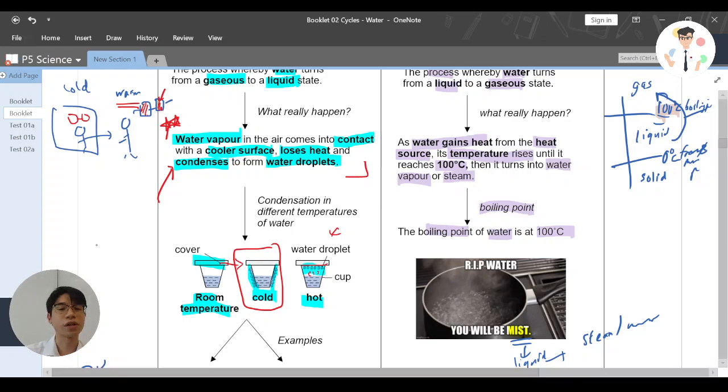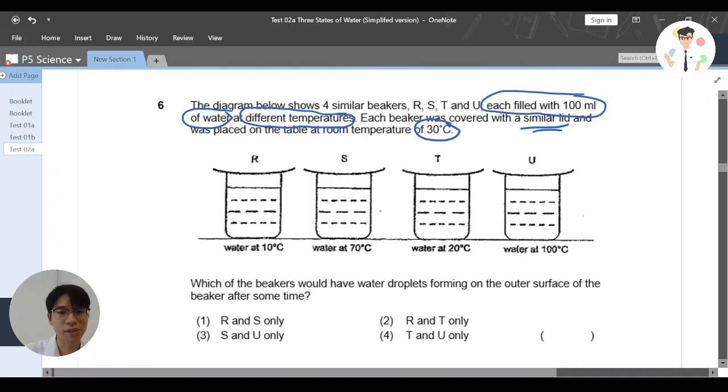Do you still remember I mentioned this part? Condensation in different temperatures of water. Now you see, when the water is at room temperature, 28 degrees Celsius, like normal temperature, there's nothing there. When it's cold, water droplets form outside of the cup. When there's hot water inside, water droplets form on the inner side of the lid. So when you go back to this, somehow you can get the idea, right?